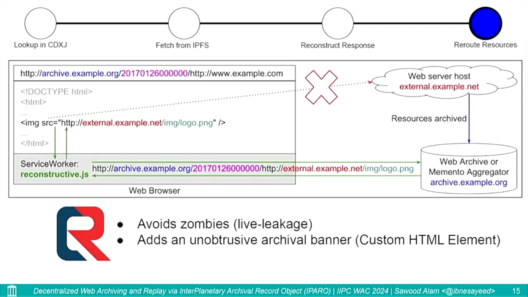We also put a little bit of a package there called reconstructive in the mix. One of the jobs it does is it prevents live leakage, or zombies, as we call it. So if something was going to external.example.net/img/logo.png, we'll say, hey, hold on, you're not going there. That traffic will be routed to the archive, and the data will come from there. So that sits in the browser.